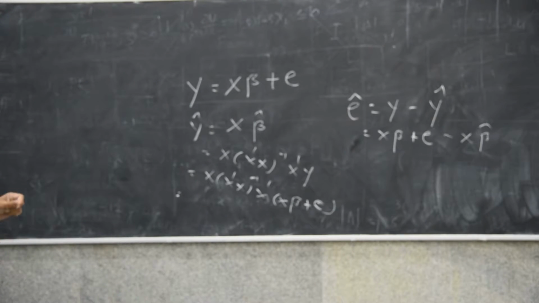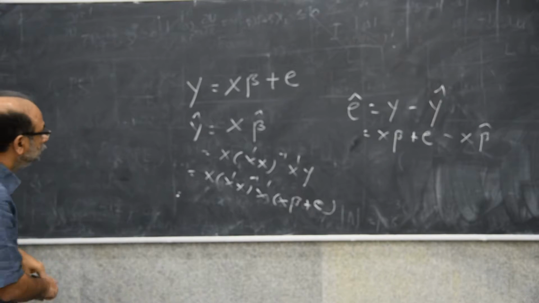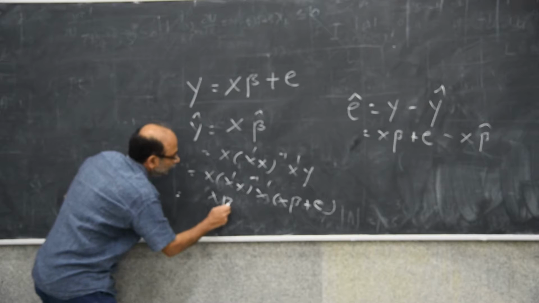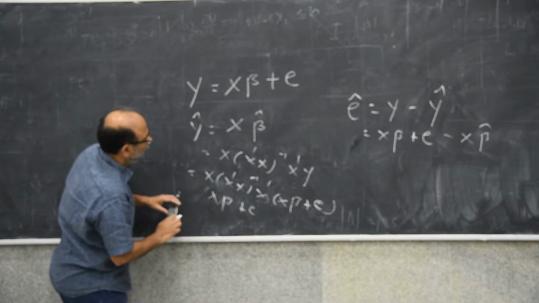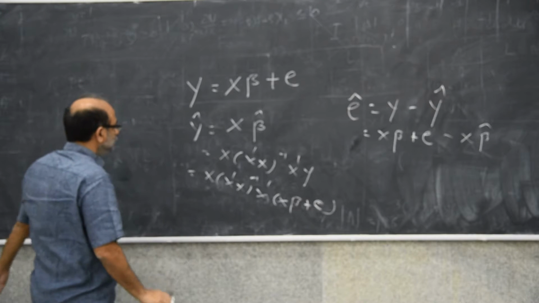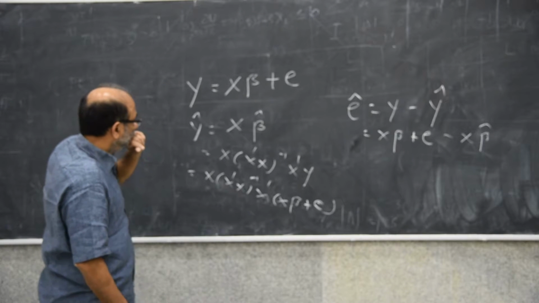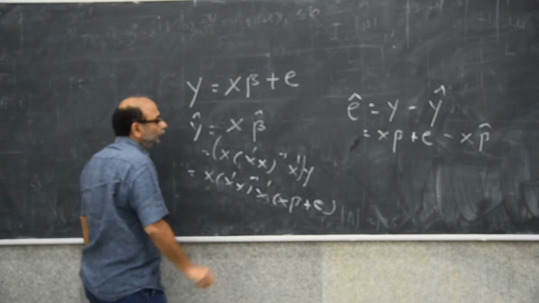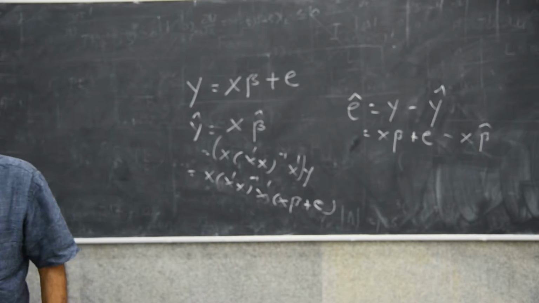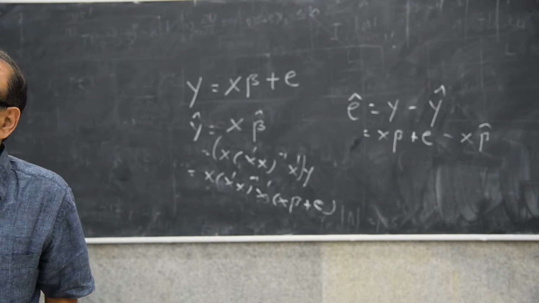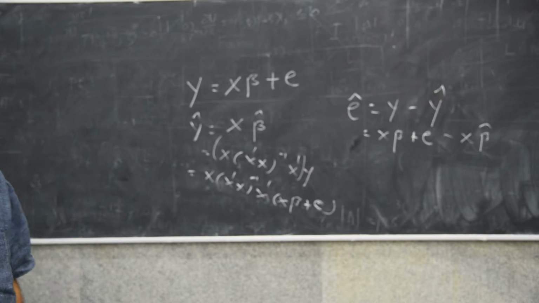Now, if I put both the things together, this will simply be x into x dash x inverse x dash y, and for y I have x beta plus e, so x into x dash x inverse x dash x beta plus e. We talked about this matrix in the last class. What is that matrix called? The hat matrix. That matrix is called the hat matrix.